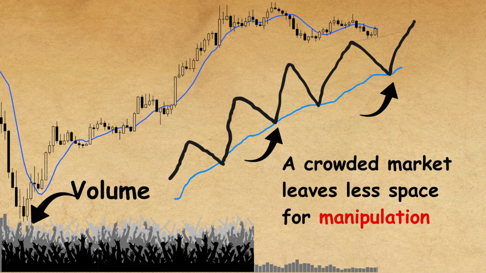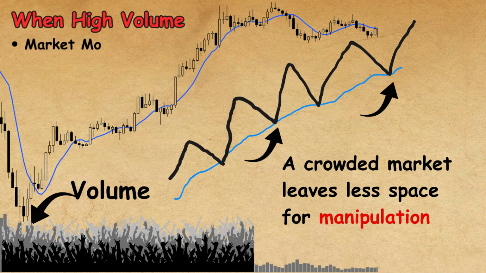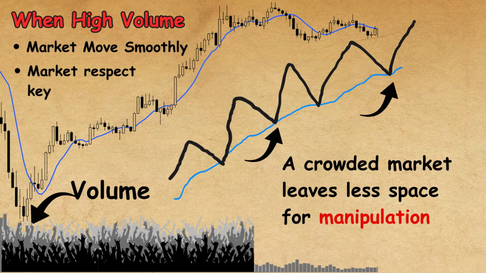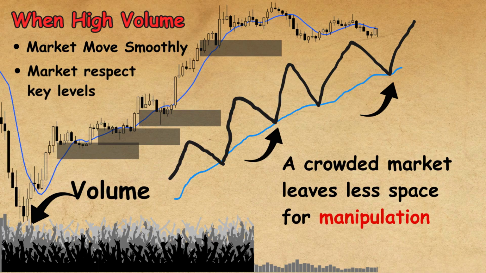When volume is strong, we get two major advantages. First, the market tends to move more smoothly, making it easier to identify the overall direction. Second, the market is more likely to respect key levels. Whether it's a support area, a resistance area, a retest zone, or a moving average, price tends to react to these levels more cleanly when volume is strong. And when the market is moving smoothly while respecting important levels, it creates some of the best trading opportunities.